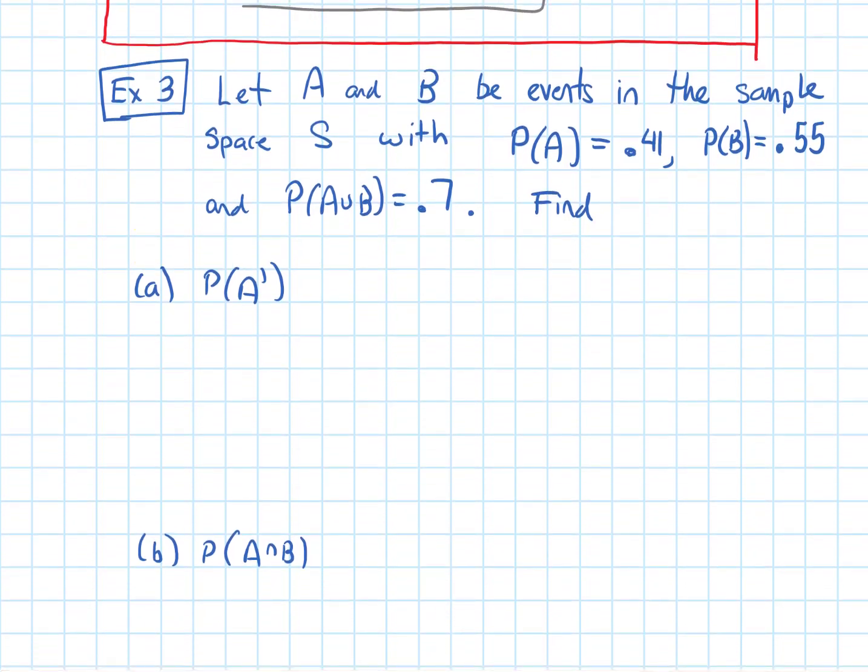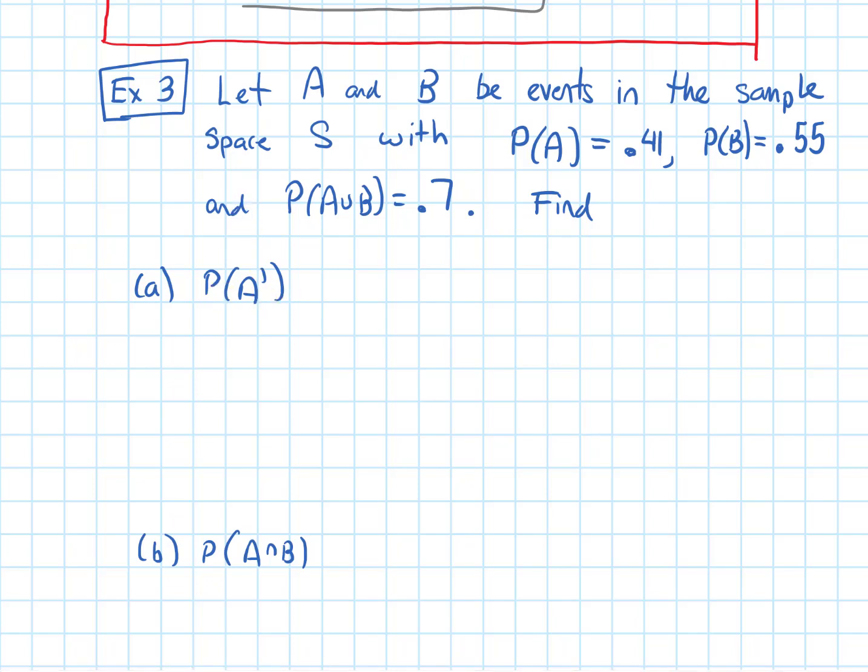Okay, so this example says let A and B be events in the sample space S with the probability of A being equal to 0.41, the probability of B being equal to 0.55, and the probability of the union of A and B being equal to 0.7. Part A asks: find the probability of A complement.